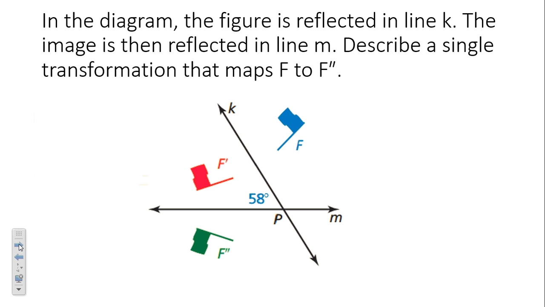Here's a flag. The blue flag was the pre-image. It was reflected across line K, and K intersects with M. That second flag, F prime, was reflected finally across line M to end up down here. If this angle is 58 degrees, how far did this rotate from start to finish? Close. 58 and 58, 116.